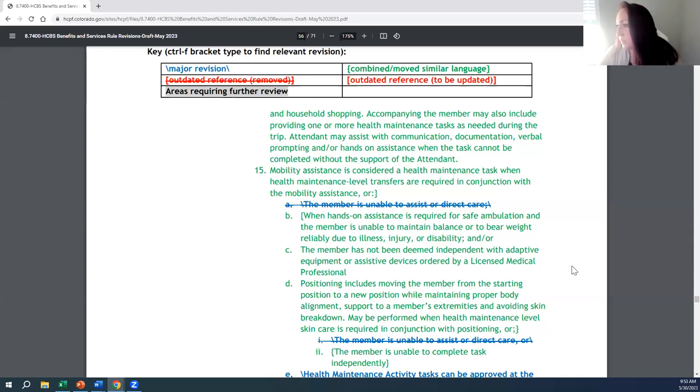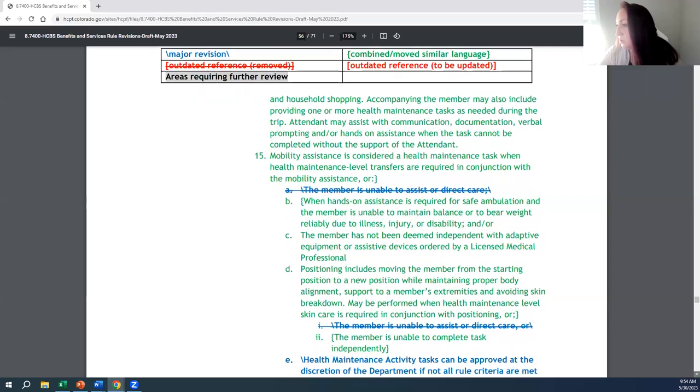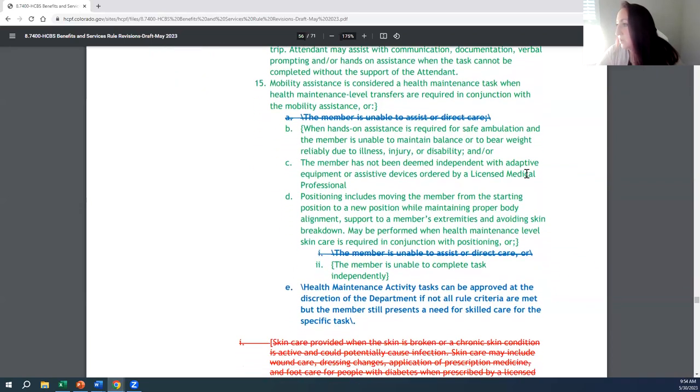15, mobility assistance is considered a health maintenance task when the health maintenance level transfers are required in conjunction with the mobility assistance, or A, the member is unable to assist or direct care has been removed. B, when hands-on assistance is required for safe ambulation and the member is unable to maintain balance or to bear weight reliably due to illness, injury, or disability, and or C, the member has not been deemed independent with adaptive equipment or assistive devices ordered by a licensed medical professional.